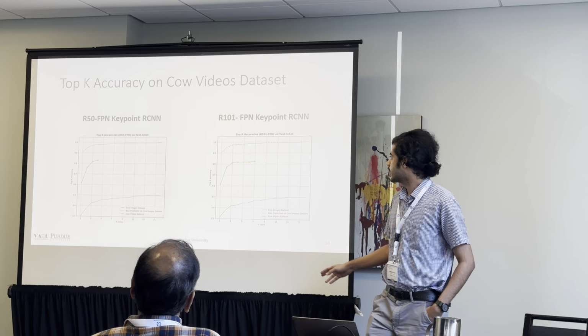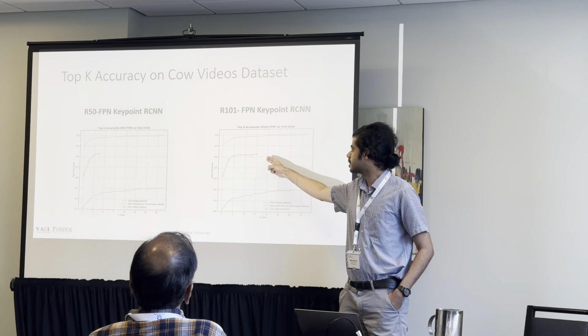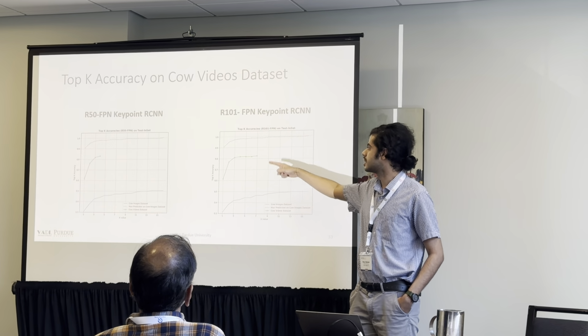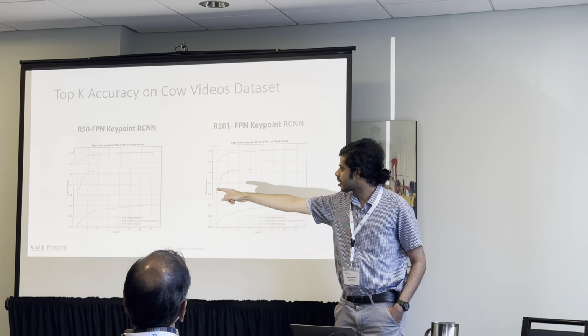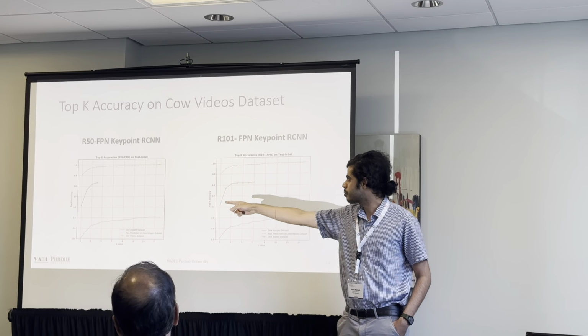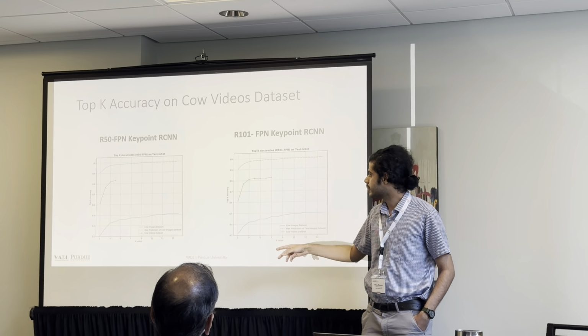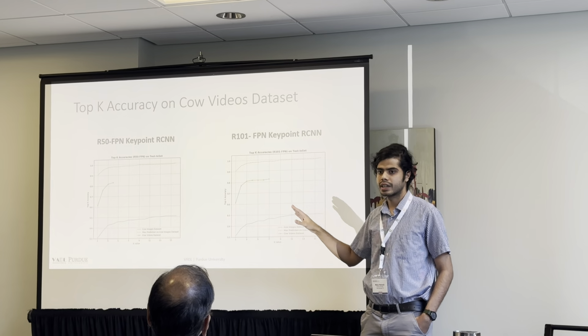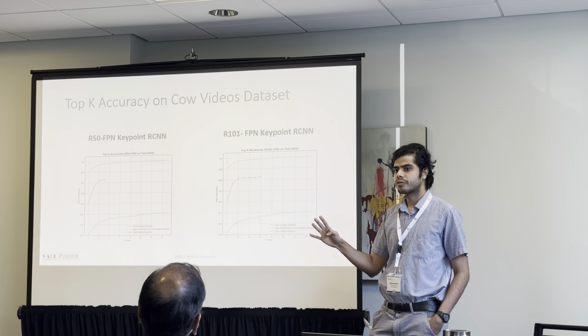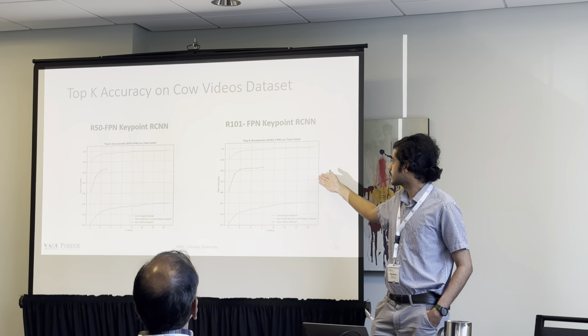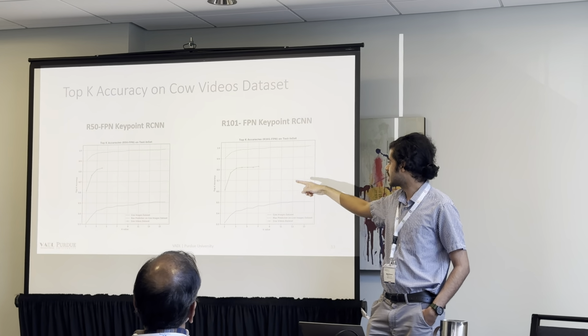So from this, we get the green plots, the top K accuracies on the cow videos dataset. We see that it's greatly improved, it's more than doubled. And you see that there are only 4 points in the ResNet 50 plot and 7 here, which means that the cow ID predictor is not getting confused beyond 4 different cow IDs for a given cow in the ResNet 50 model. When using the ResNet 101, the same is 7.